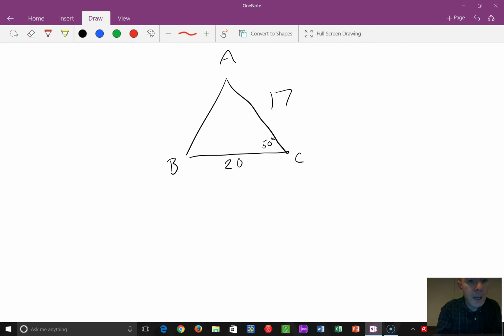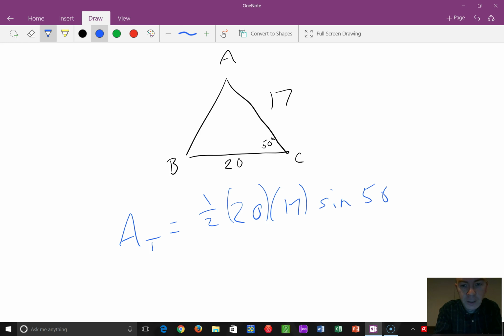Let's look lastly here at an example of seeing this in use. This is how you will use this. So let's say I've got a triangle here. I've got two sides I'm given, and I'm given the angle that is between those two sides. Just area of your triangle, just plug that on in. 1/2 of 20 times 17, times the sine of 50. That's 50, not 56.